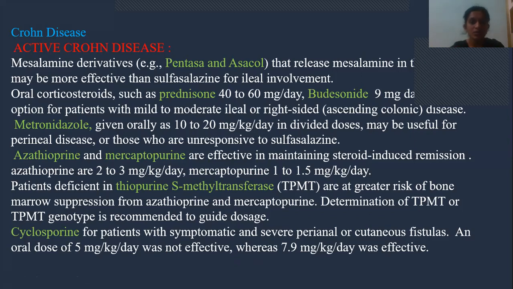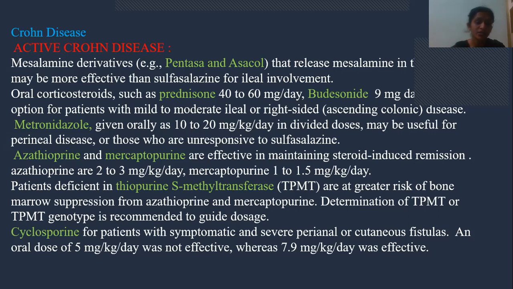And then oral corticosteroids like prednisone can be given, like 40 to 60 mg per day. And then budesonide, like 9 mg daily, can be given for mild to moderate and ascending colonic disease. We can go for budesonide or prednisolone.